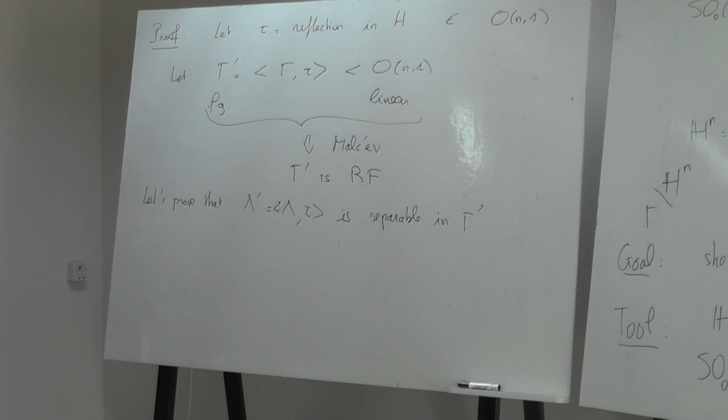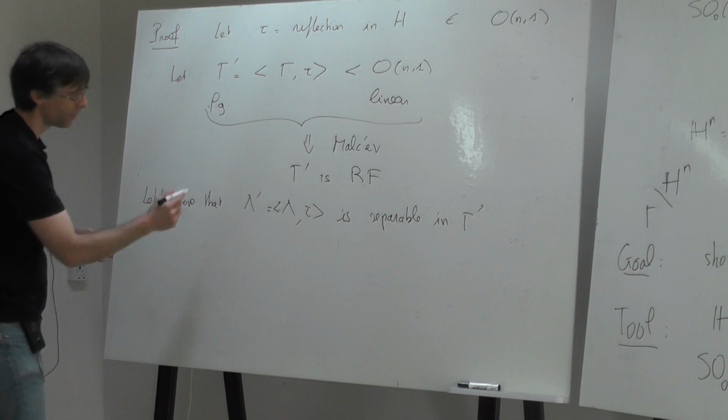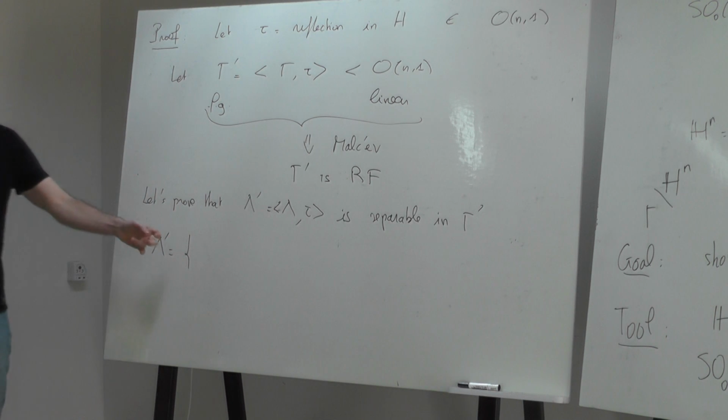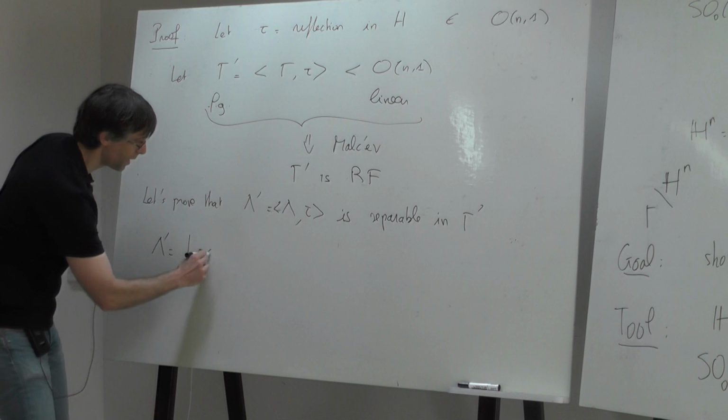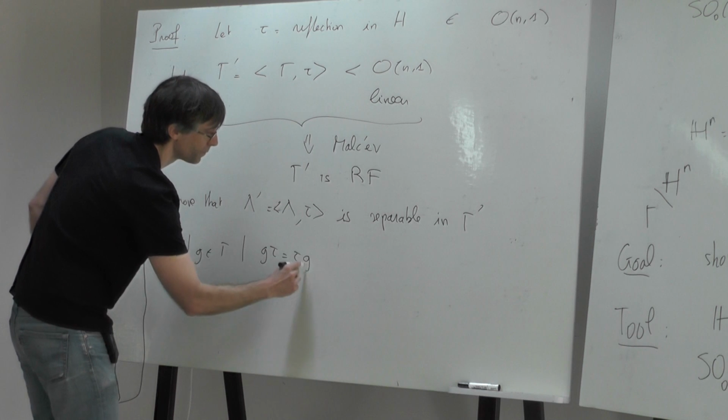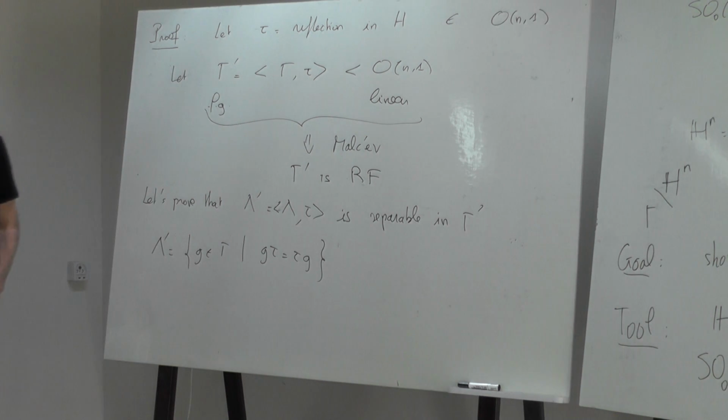So it's separable in gamma prime because, let's prove it, lambda prime is exactly the set of elements g of gamma such that g tau is equal to tau g. And so we could apply the lemma that you described yesterday, which uses the profinite topology. Let's do it by hand and prove that this is separable.